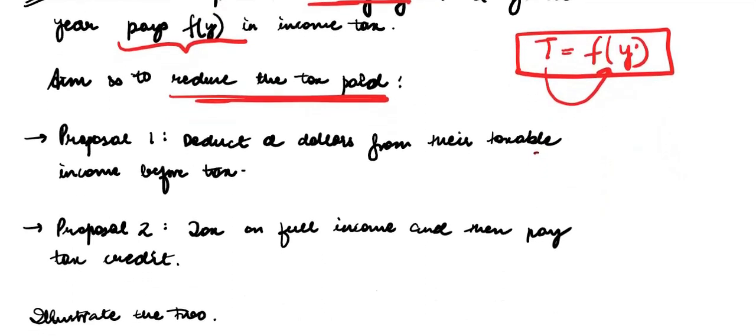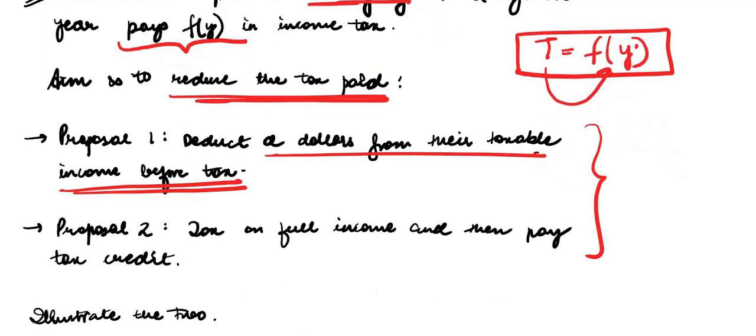Now the aim is to reduce the tax that is paid by the person. There are two proposals given by the tax committee. The first proposal is to deduct $D from the taxable income before tax. So before you even pay the tax, I'm not going to charge you tax on your full income, but on your income after deducting D. Well before they end up paying tax, we deduct some amount. This is what happens in India.